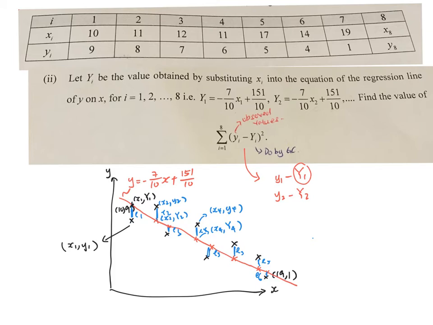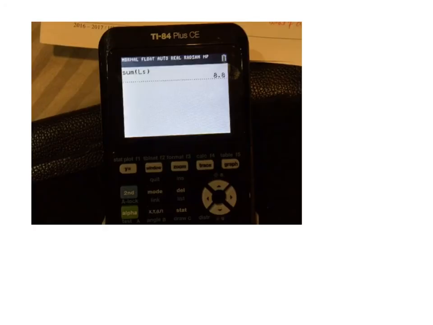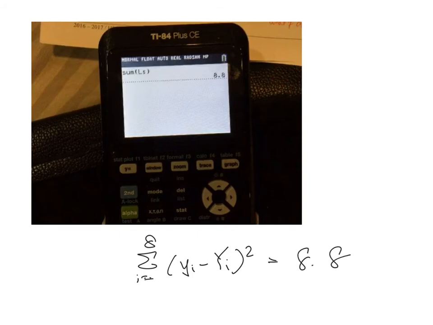That means any other regression line will not give a line as good as this. So we will find the value of this. So how do we go about doing it? This means that, back to our original question, the summation of (yi minus capital Yi) squared is equal to 8.8, okay?